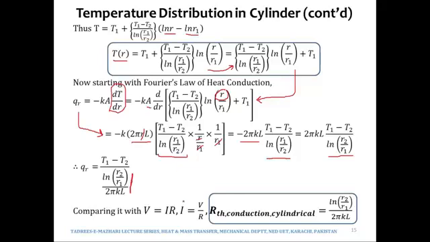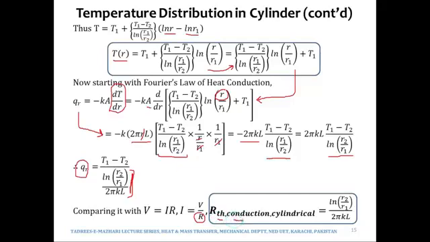The quantity that flows in electrical circuits is current, and the quantity that flows in thermal circuits is heat. Current flows as a result of potential difference. Heat would flow as a result of temperature difference. And whatever we have in the denominator is resistance. Therefore, whatever we have in the denominator over here would be thermal resistance.